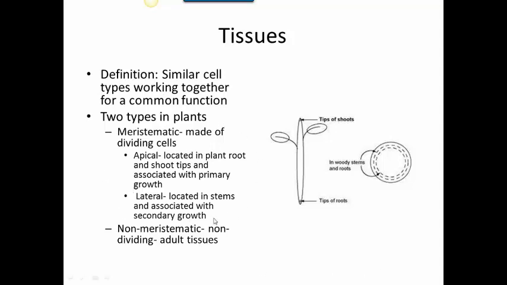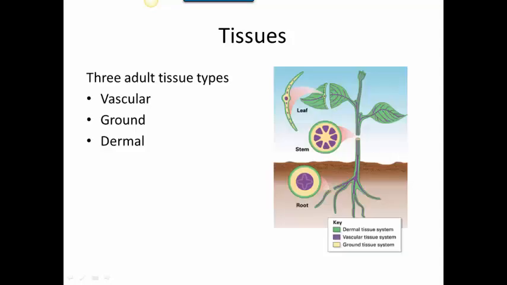So we've got apical and lateral meristems. Those are the kinds of meristematic tissues in plants. And then we have non-meristematic, which are not dividing. And these are the adult tissues in the plant. So there are three types of adult tissues in plants. They're vascular, ground, and dermal tissues.